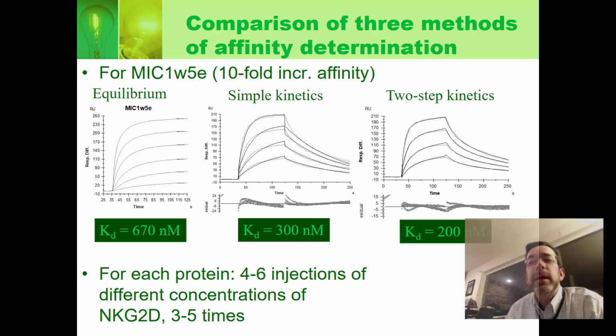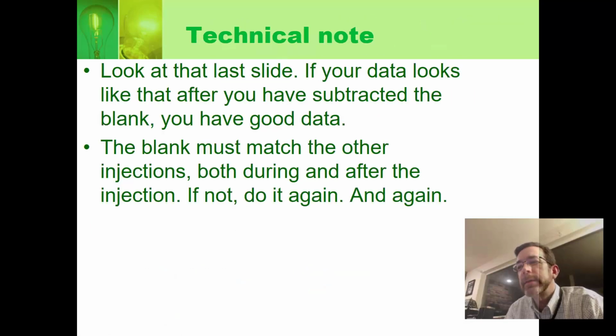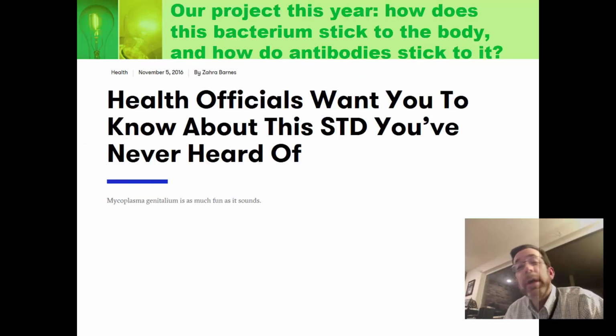So basically, if your data looks like this, notice how this has the shark fin shape. If your data looks like this after you've done all the blank subtractions that we tell you to do, then you have good data. The blank has to be a good blank, because there's not only the automatic blank that comes from flow cell 1, we also do blank injections of just buffer, and then we manually subtract that out. You need to make sure that your blanks look good, because you need to be able to manually subtract them out. Again, we'll talk about this in the lab when we get to it. But that was what we did, and I did that for about 10 years when I studied the NKG2D MICA interaction.